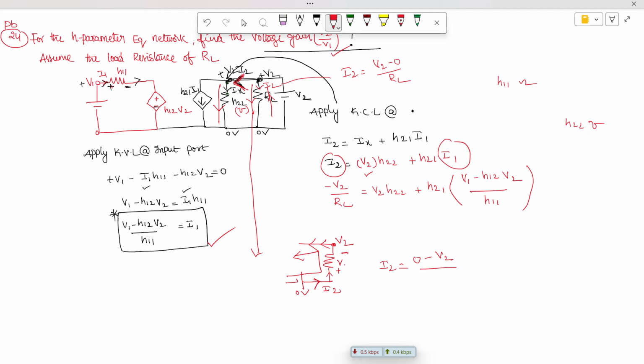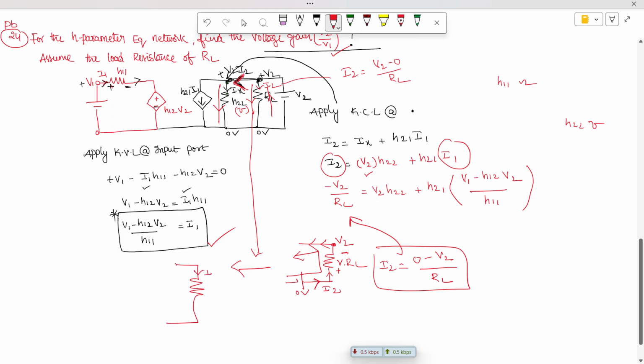Minus V2 divided by the resistance of this branch, which is RL. So this is the resistance of this branch. That's how we are getting this one. So generally, if you have any doubt, you can also take it as our reference. Already we told, this is the default I2, and here we have V2, and here we have positive terminal and negative terminal. Now how to write down the current? I2 is equal to V2, what is the leaving terminal, minus 0 divided by RL.